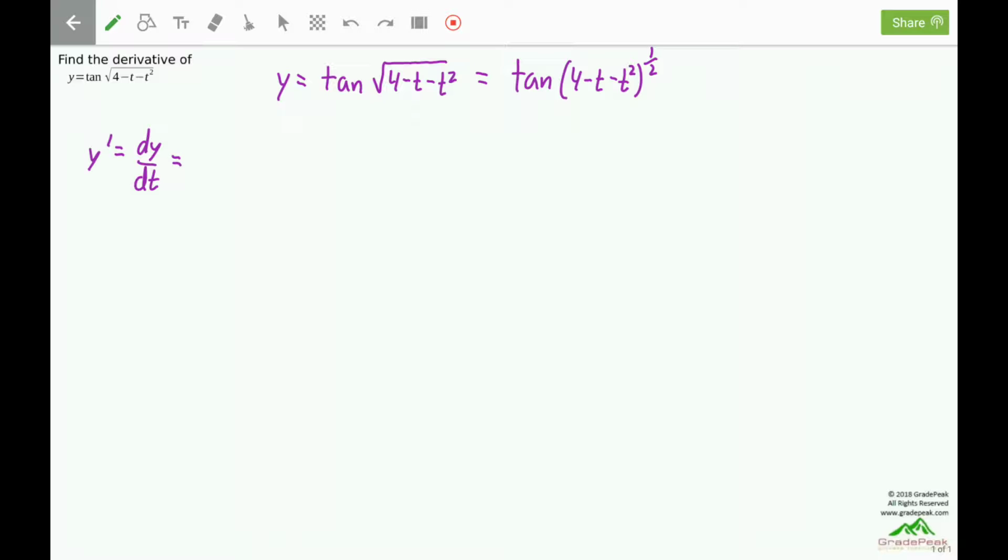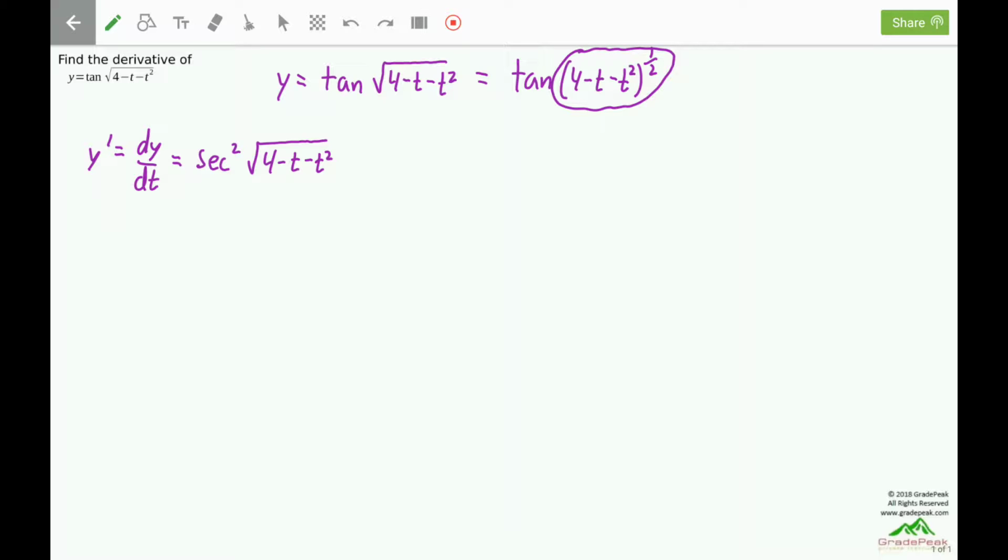is going to start by the derivative of the outermost, the tangent, which will be secant squared, and we'll leave the inside alone, so I'm going to write the first version of the inside, the radical version. But since the inside is not just a t, but rather an entire expression, we have to, for the chain rule, multiply by the derivative of that inside. That's where the second version of the inside will be useful for taking its derivative.